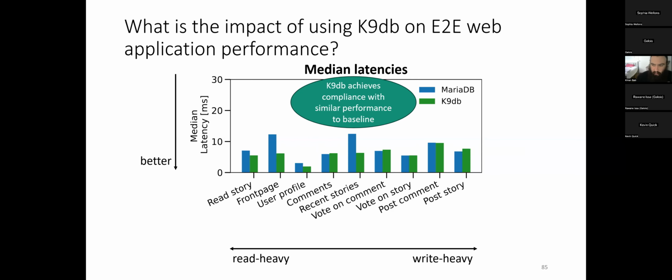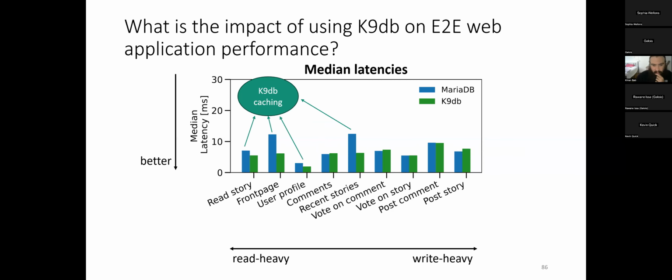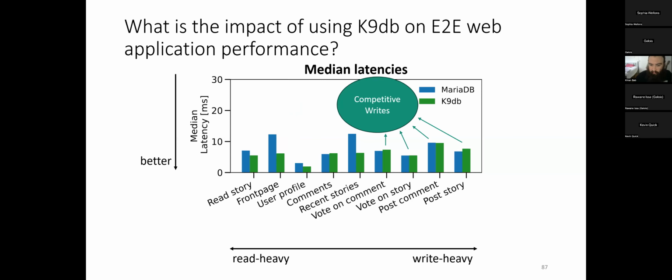Let's look into this in a little bit more detail. You'll notice that for the endpoints on the left, which are read-heavy, K9db outperforms or matches MariaDB. That's primarily because K9db has in-memory caching, and so it caches some of the complicated queries automatically. On the other hand, for the write-heavy endpoints, you can see that K9db is competitive, and it's not much slower.